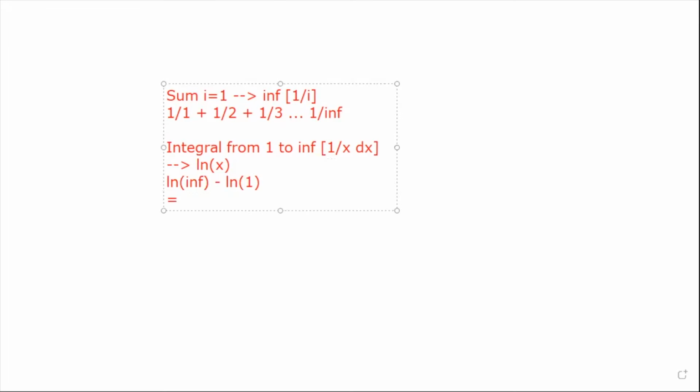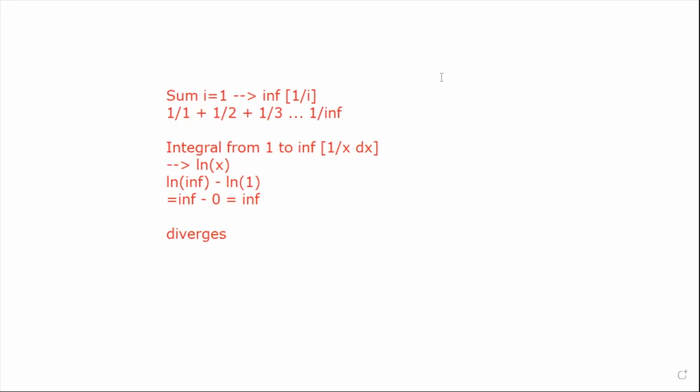And we know that natural log of infinity is actually still going to be infinity. Natural log of 1 is just going to be 0. That means this is going to go to infinity. We're never going to actually settle down at a concrete value. So we can say with confidence, this diverges.